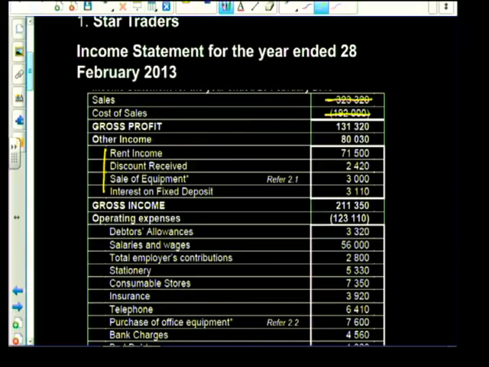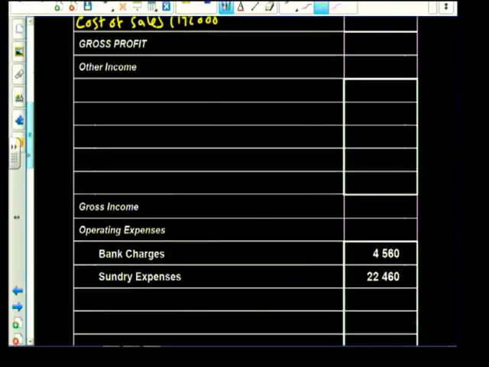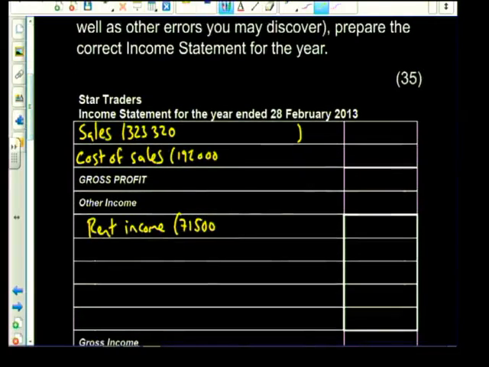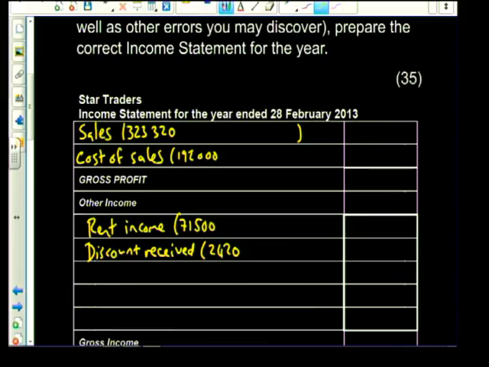Firstly, the rent income we know is in the right place. It counts as other income, so we should put in here rent income with an opening balance of 71,500 Rand. Our next item is discount received, and that is also in the right place. The 2,420 should appear in the income statement as a discount received, and we've got an opening balance of 2,420. Remember, we might not adjust all of these numbers, but we need to show them here in case we need to perform a calculation on them. Once we've written this in, we actually don't need to refer back to the wrong income statement at all again.